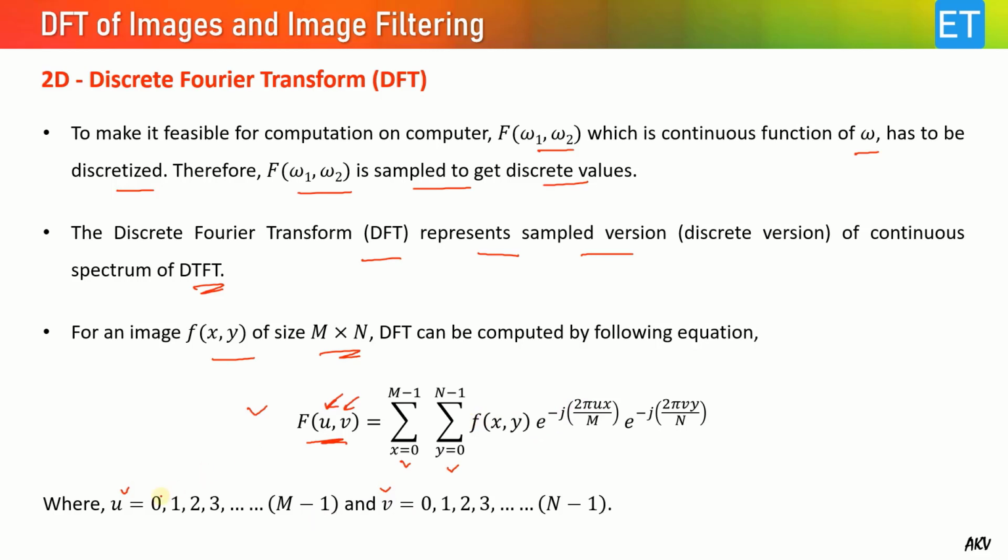So how is this equation computed? Actually, first we keep the values of u and v. Let's say u equal to 0, v equal to 0, you put in this equation, and then we vary the values of x and y. Similarly, we change the values of u and v. For example, u equal to 0, then v equal to 1, and then again we run these two summations, x from 0 to M minus 1, y equal to 0 to N minus 1. So for covering all the pixel locations u and v, we repeat these equations. So it is easy to write in software.